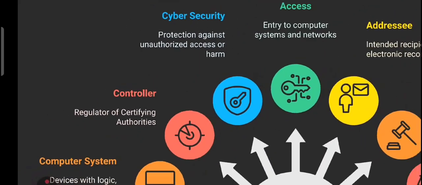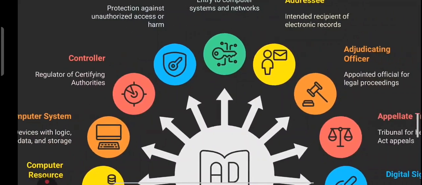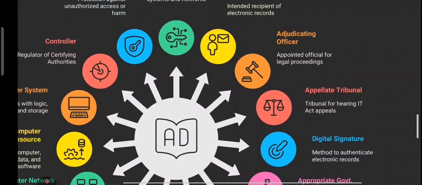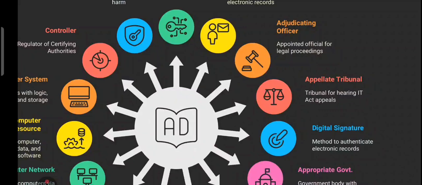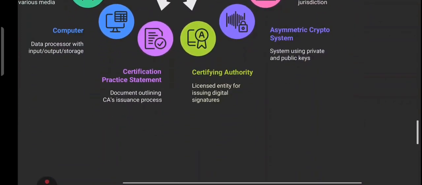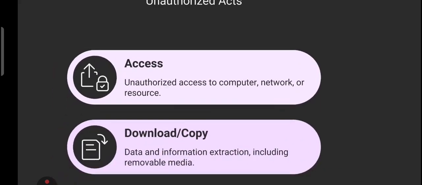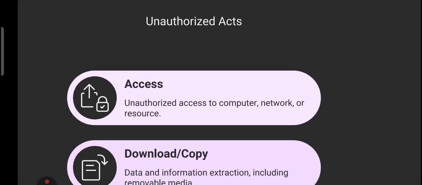Sometimes questions are asked: who is the controller, who is the certifying authority, who is the adjudicating officer, who is the appellate tribunal. So basically the sections of the IT Act help define the roles and tools used to manage digital identity, data security, and how we handle information online. Now let's have a look at unauthorized acts in cyberspace in the next slide. When we use the internet or digital systems, there are strict rules about what is allowed and what is not allowed. Let's walk through some actions that are considered unauthorized and illegal in cyberspace.